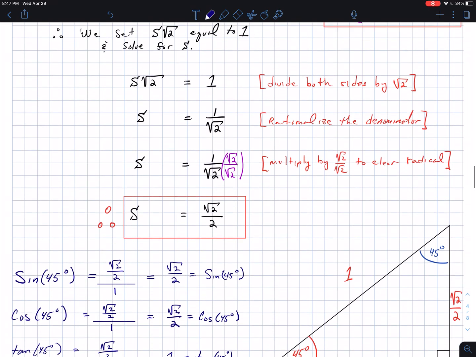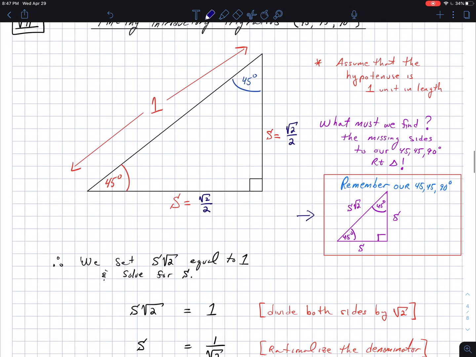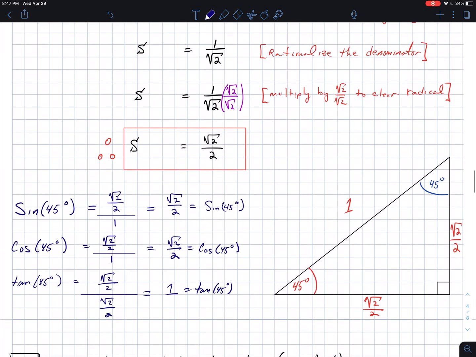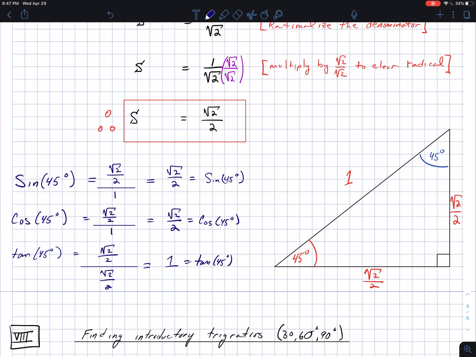Now that we have all that, let's actually find the sine, cosine, and tangent for the 45. So what we did here is we took the triangle, I rewrote it again, that we can see highlighted. I rewrote it, right, with the sides included, all the values included. So this is the triangle we're talking about right now.